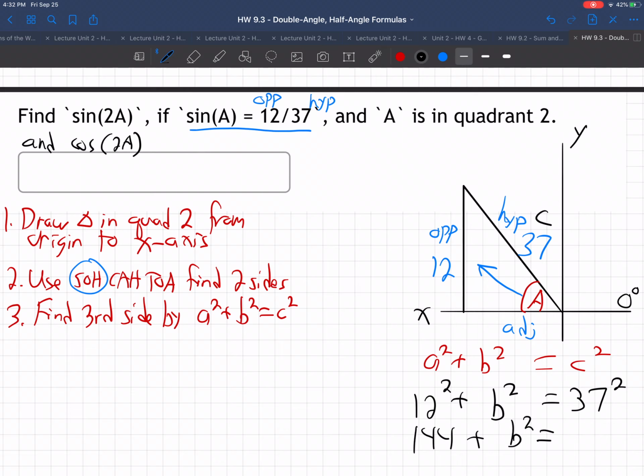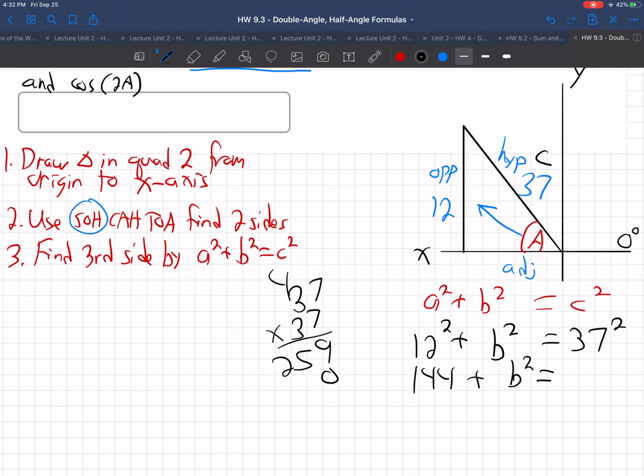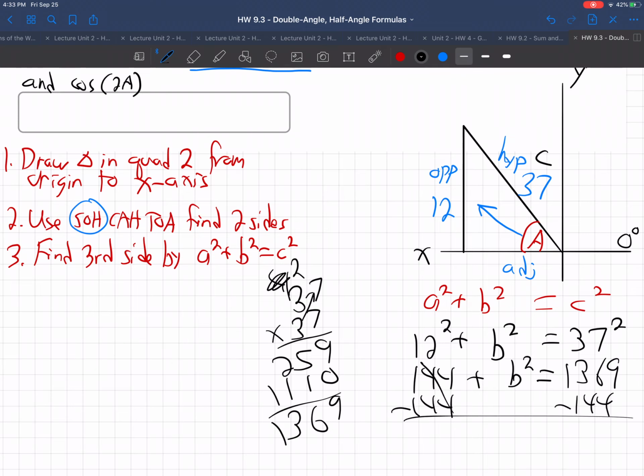37 squared now. I'm going to use my calculator. What is that? You could do this without your calculator, right? Because these will be on the exam without a calculator. So let me show it without a calculator. 7 times 7 is 49, 3 times 7 is 21, add 4, 25, right? Add a 0. And 3 times 7, 21, 3 times 3 is 9, add 2, 11. 1369. That's not beyond your ability, right? You can multiply two-digit numbers by hand, right? And then subtract 144. So B squared is 1225.